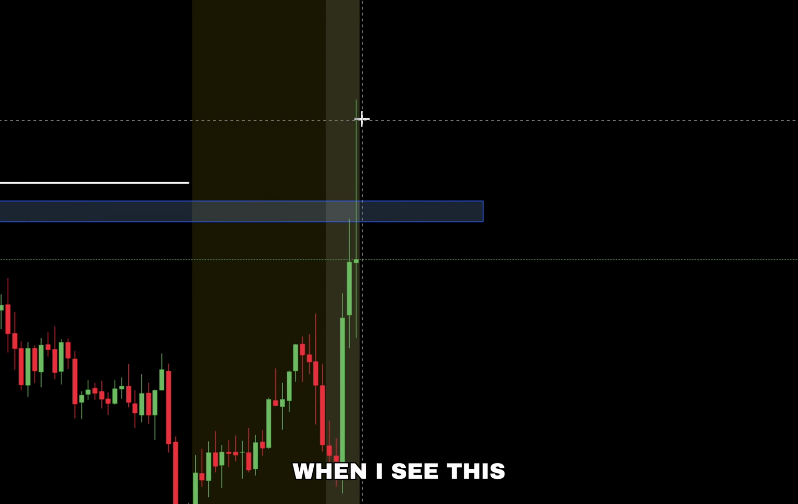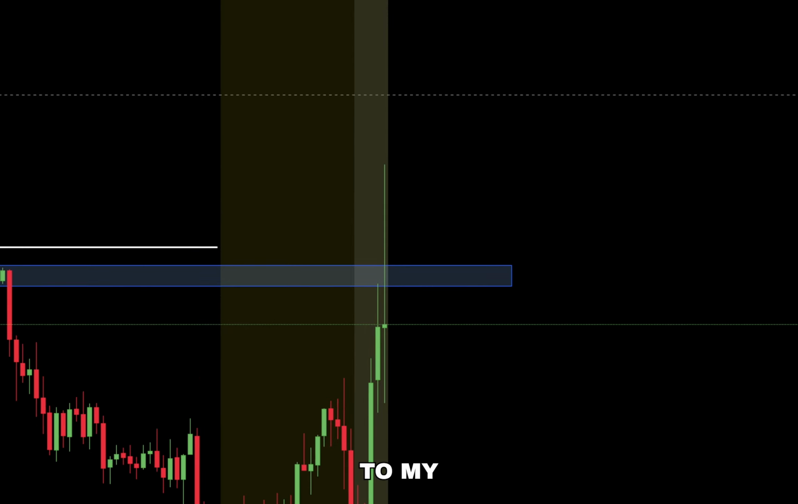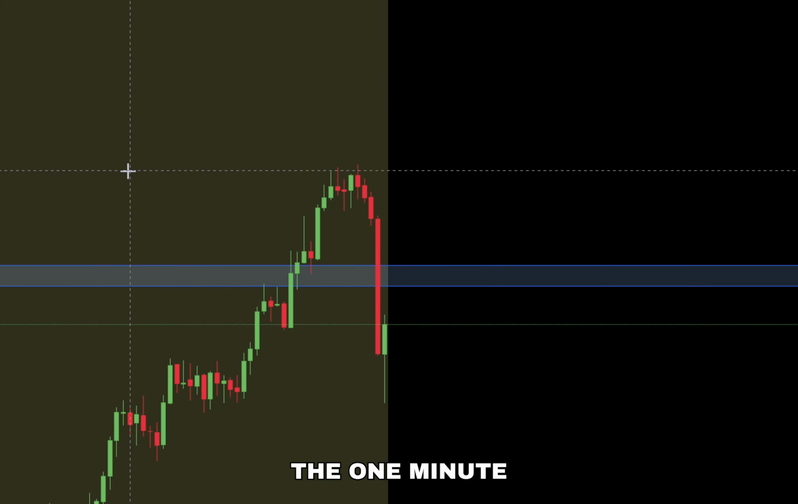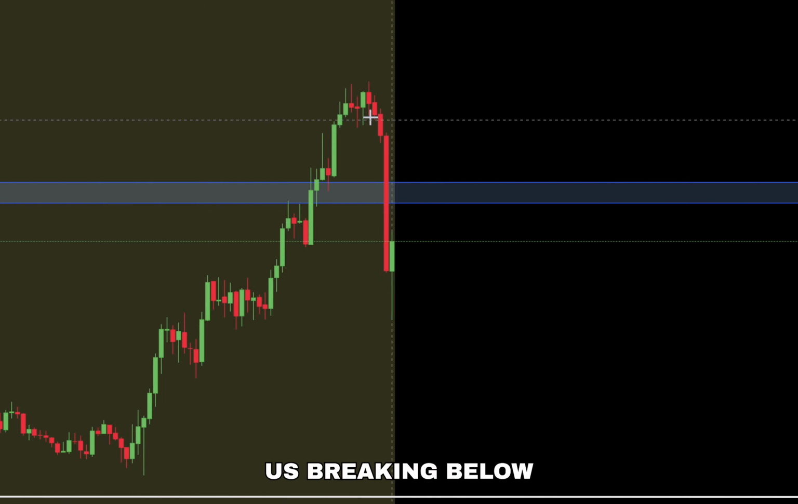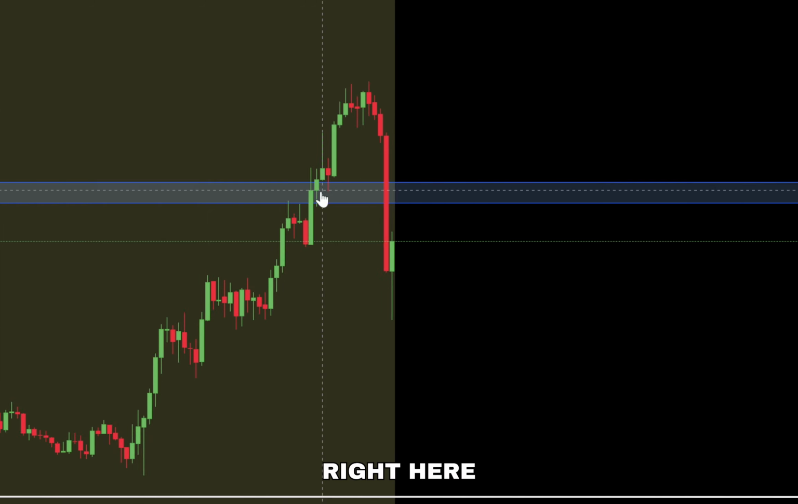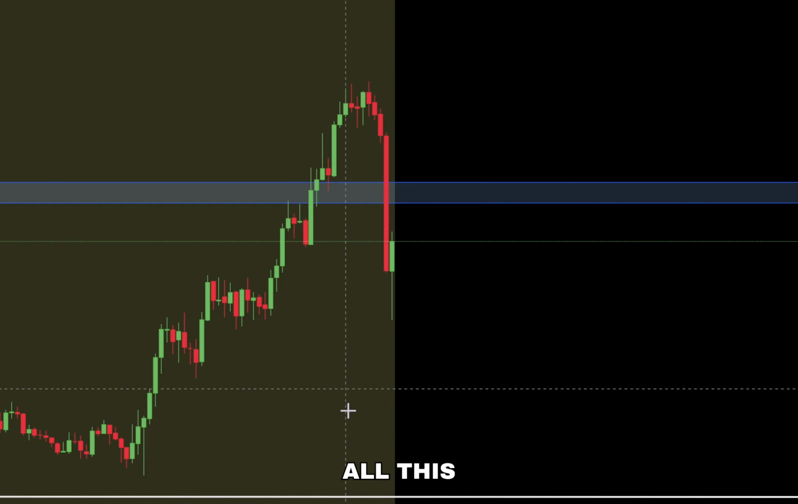So for me, when I see this large candlestick now rejecting, I could drop down to my lower time frame, which is the 1 minute, and look for that market structure shift. So once I see us breaking below this area right here, then I know that price is more than likely gonna target all this liquidity.